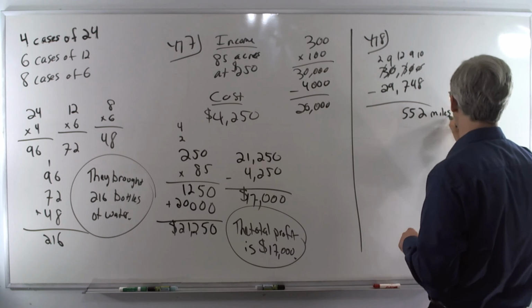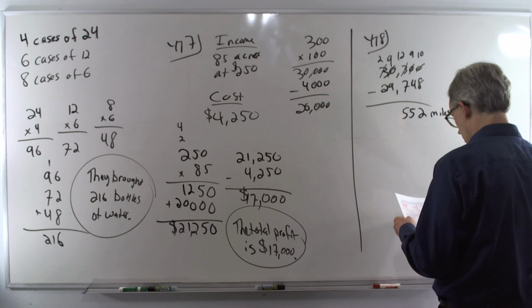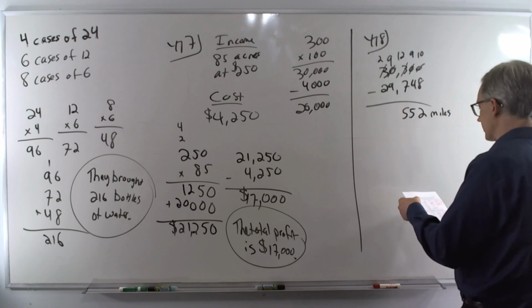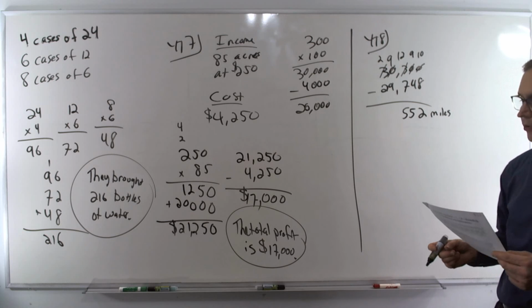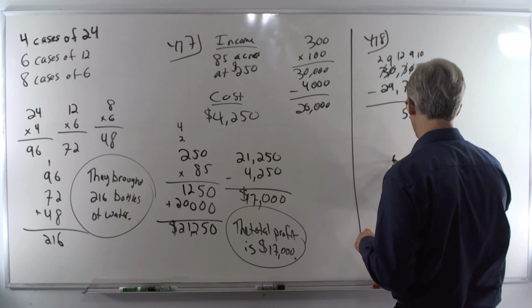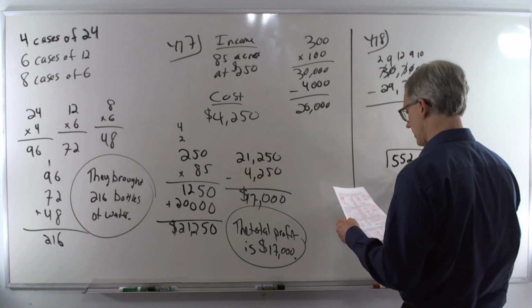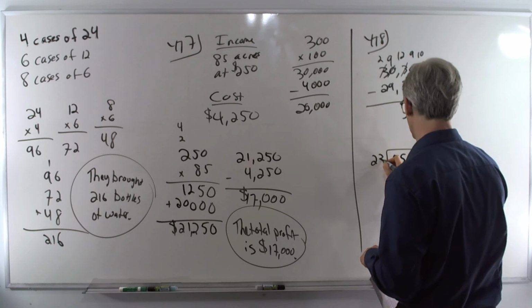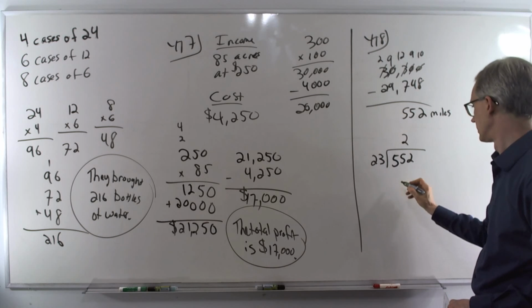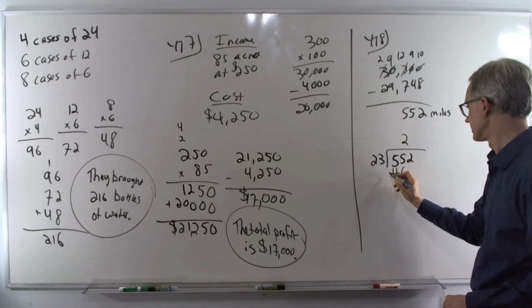Now, total fuel consumption was 23 gallons. What is the gas mileage in miles per gallon? Or per is division, so we'll take 552 and divide by 23. So 23 will go into 55 two times, giving us a 46.